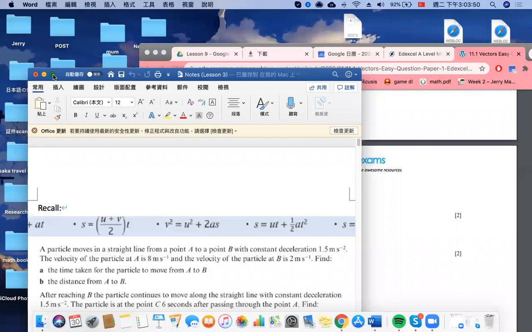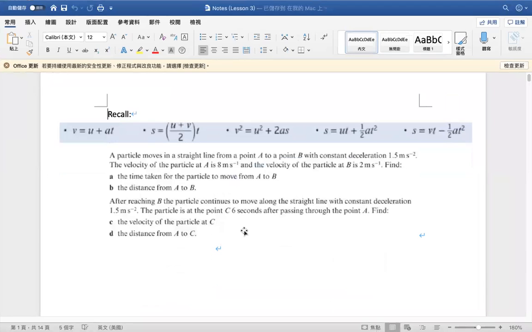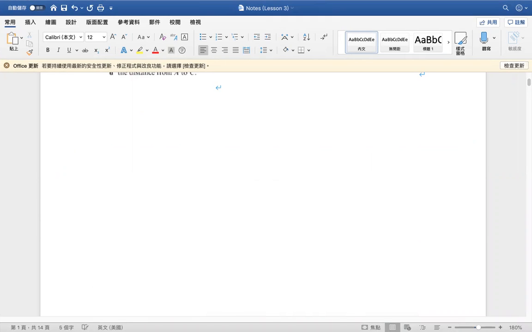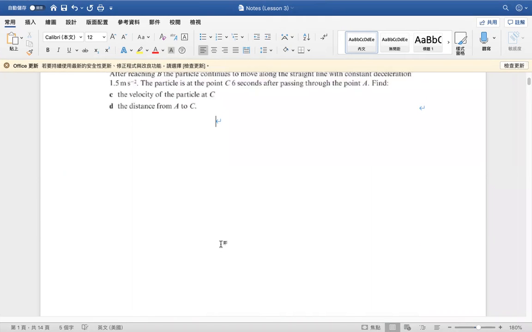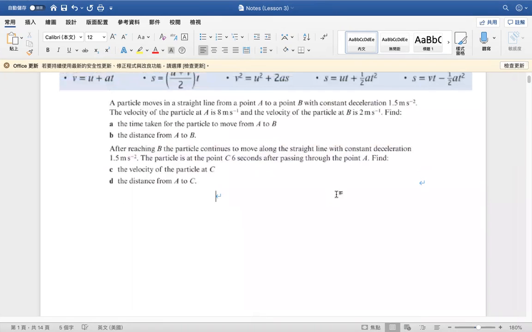Okay, so today we're going to first continue on the topic of constant acceleration. And then if time allows, we'll go to another chapter which is about vectors.